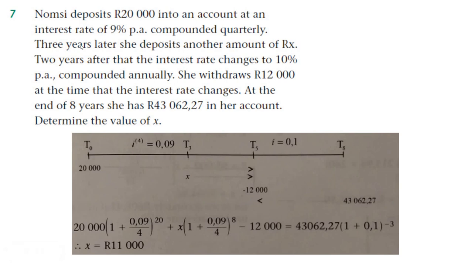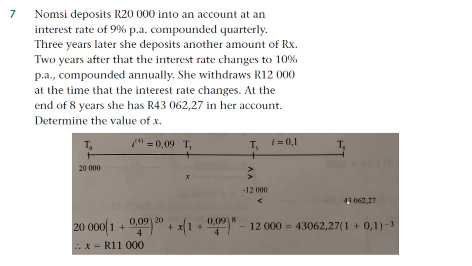Now, 3 years later, she deposits another X, but now it's 9% compounded quarterly. That's the beginning. But now there's an X amount, some amount we don't know, that gets put in after 3 years, but all of this is happening at 9%. And then 2 years later, after 5 years, she withdraws 12,000. So you write minus 12,000. But we're going to make this the place we stop, because at the end, 3 years later, she ends up with 43,062.27. So that's the story.